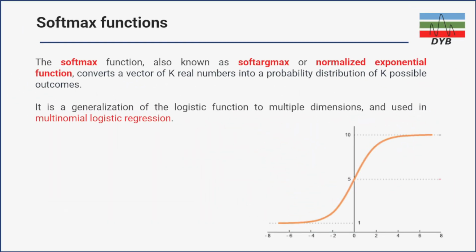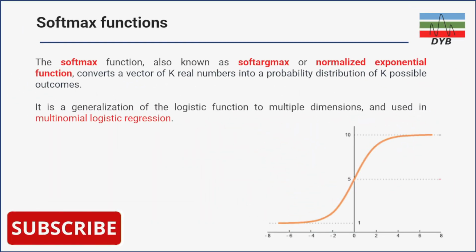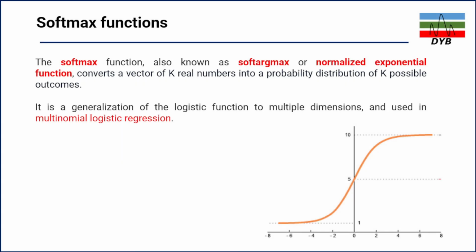Now we look at the softmax function. The softmax function is also known as soft argmax or the normalized exponential function, which converts a vector of k real numbers into a probability distribution over k possible outcomes. What is the difference between the sigmoid and the softmax function? It is actually a generalization of the logistic function to multiple dimensions, I mean, it can be used for multinomial logistic regression.